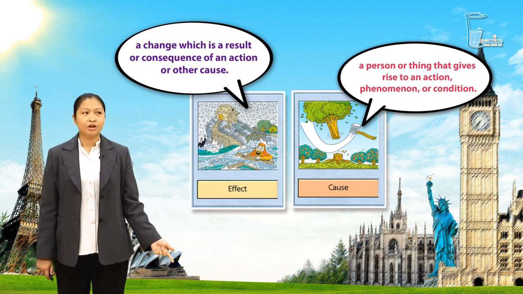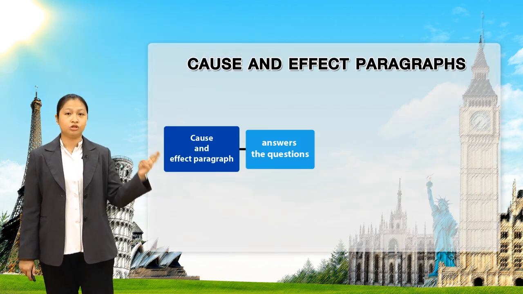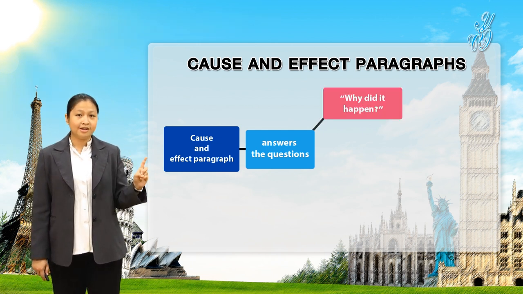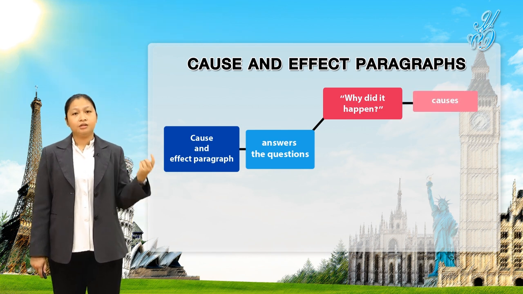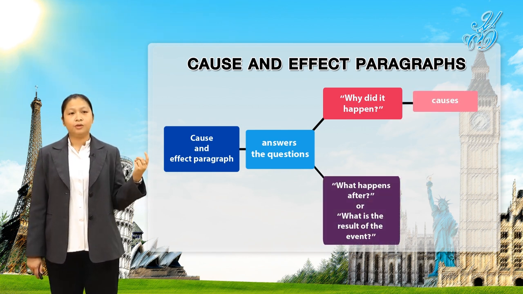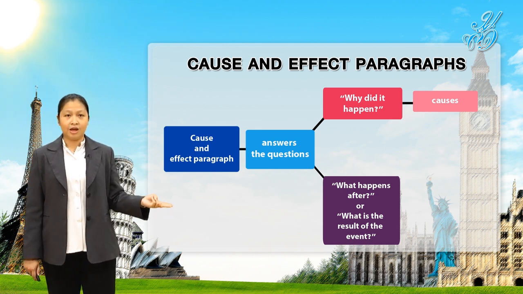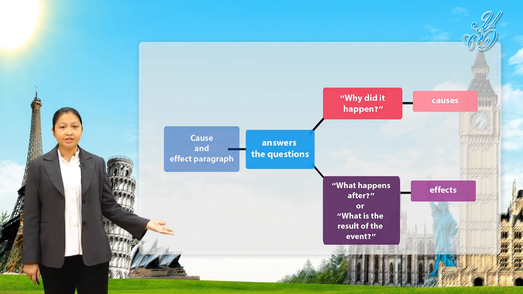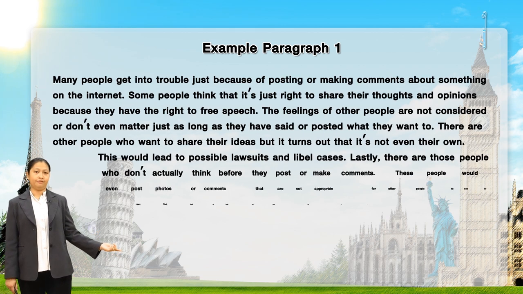Now, what is a cause and effect paragraph? It is a paragraph that answers two questions. First, why did it happen? That is talking about causes. Second question is, what happens after, or what is the result of the event? That is when we talk about the effects. So here is an example cause and effect paragraph. Let us read the paragraph.